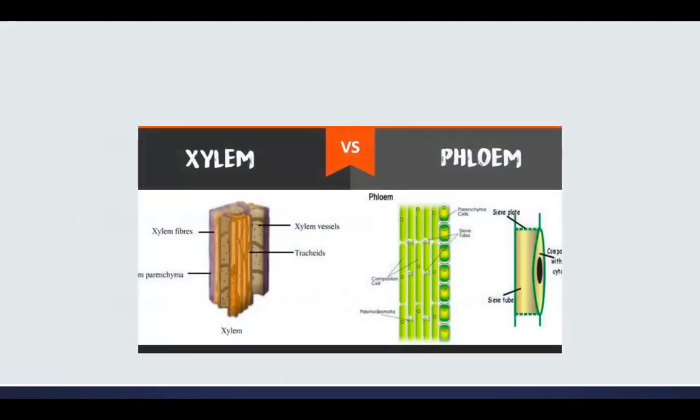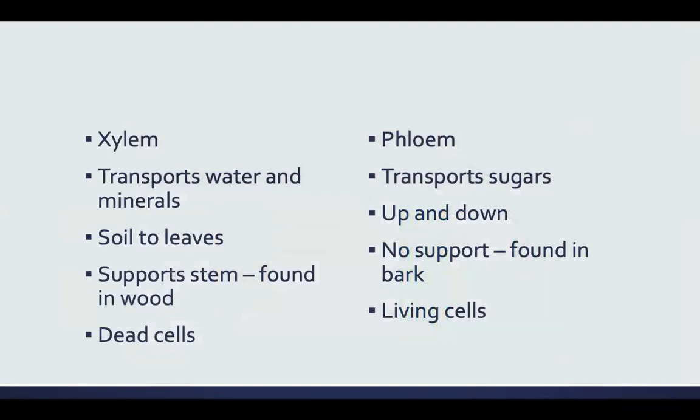The plant stems are made with xylem and phloem, and we'll talk about the differences between the two. Xylem and phloem pictures are shown here. Xylem and phloem are substances that will make up the stem and the branches of the plant, and they will be a source of transportation for the plant. So xylem will transport water and minerals. So xylem will be kind of in the structure part of the plant from the soil to the leaves. It will support the stem.